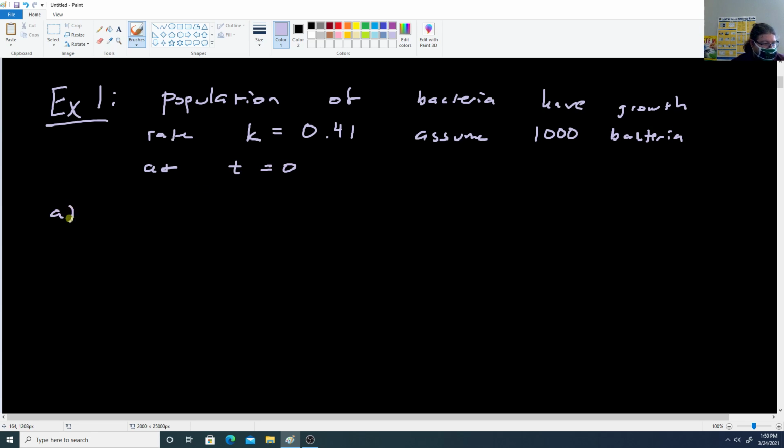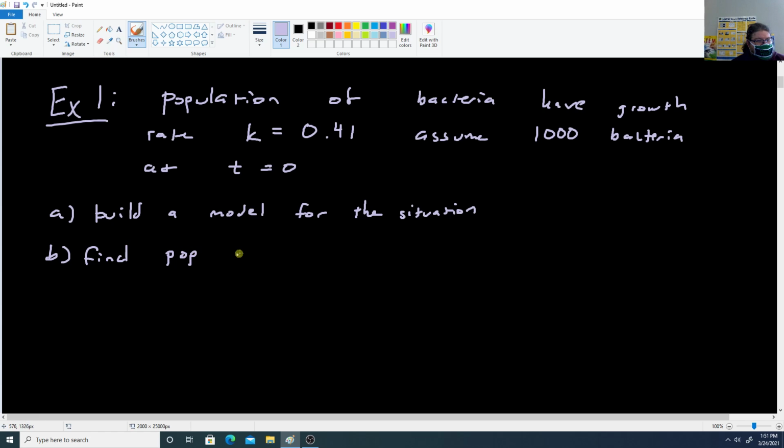For part A, they want us to basically build a model for the situation. Then once we get our model down, part B, they want us to find the population after 5 hours. And then part C, they want us to figure out when the population is 10,000.